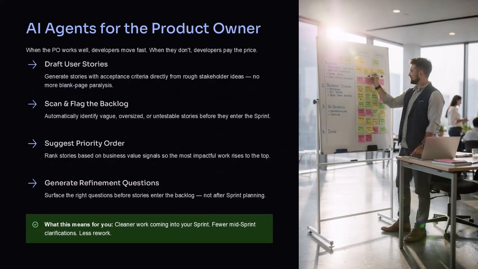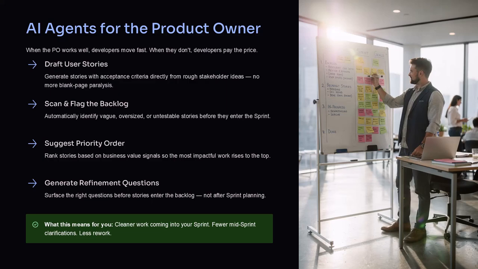The Product Owner's job is to own the backlog. That means writing clear stories, defining acceptance criteria, prioritizing work, and making sure the development team always knows what done looks like. When that's done well, developers move fast. When it's done poorly, developers waste half a sprint asking clarifying questions, reworking things, or building the wrong feature entirely. AI agents help the product owner do that job better, faster, and with fewer gaps.